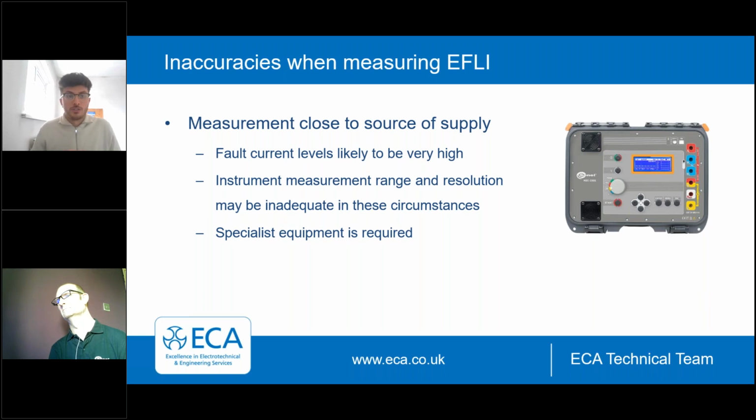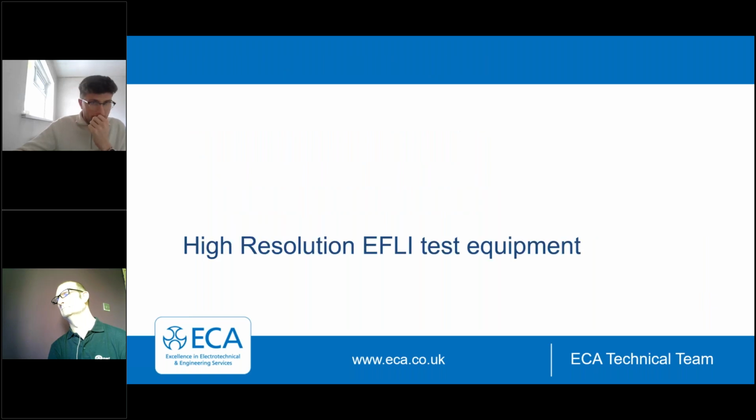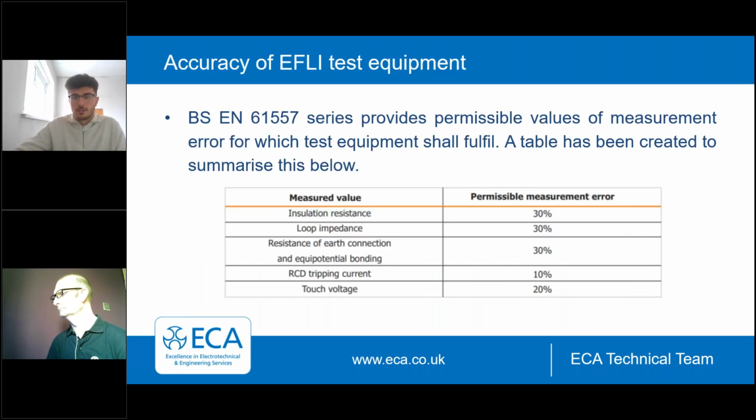Now, where this is the case, instrument measurement range, so the range that your instrument can operate at, and the resolution of the instrument, it may be inadequate for the circumstances that you are trying to use it for. So for that circumstance, you may need specialist test equipment, and we've got an example of a high resolution impedance tester on screen here. So that's where the next part of the presentation we're looking to focus on. We're going to have a look at high resolution Earth Fault Loop impedance test equipment. And I'm now going to hand you over to Rob, who's going to discuss this further.